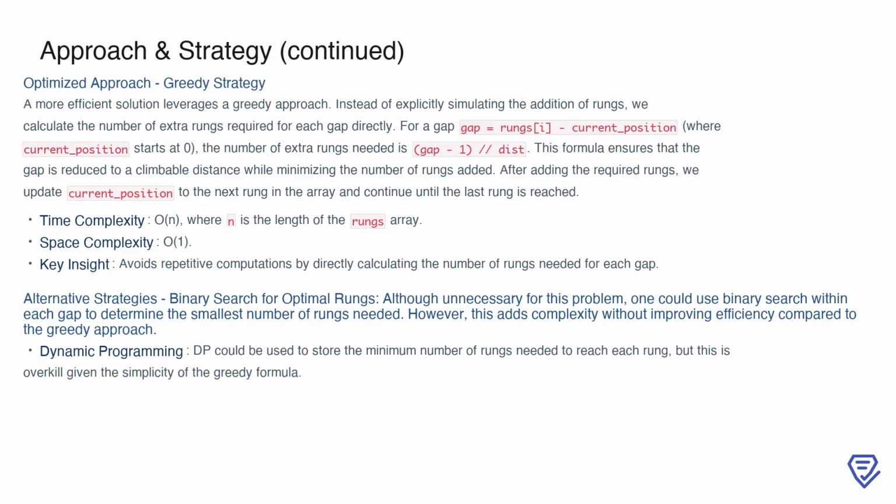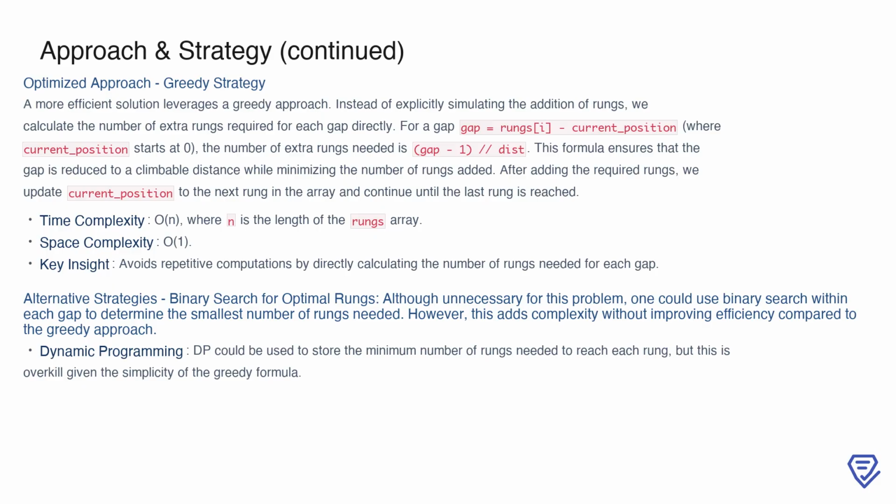This ensures the gap is reduced to a climbable distance while minimizing the number of rungs added. After determining the extra rungs, we update current_position to the next rung and proceed until all gaps have been processed. This method avoids repetitive computations, making it highly efficient. Its time complexity is O(n), as we process each gap once, and the space complexity remains O(1).